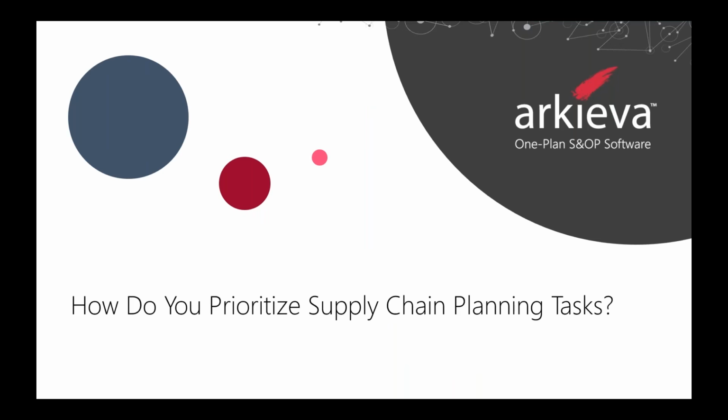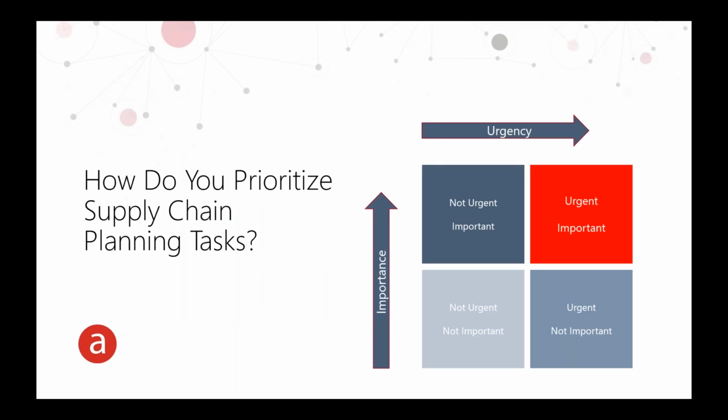Okay, so we talked about prioritizing supply chain plan and tasks, and we did a webinar on this, so I just wanted to share a little bit of that. That webinar was titled How to Create a Supply Chain Performance Monitoring System That Does Not Keep You Up at Night, because essentially we don't want you stressing out about what could possibly go wrong in your supply chain. And you can find the recorded version on the Arkiva website, arkiva.com/webinars.